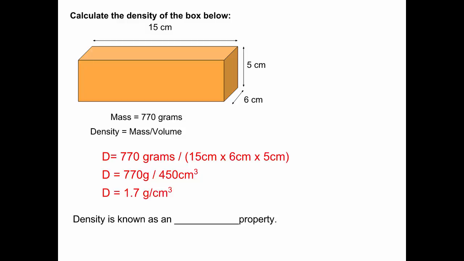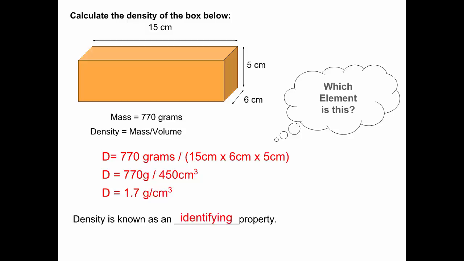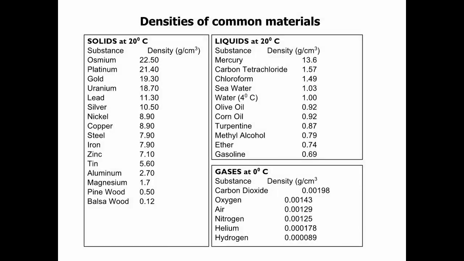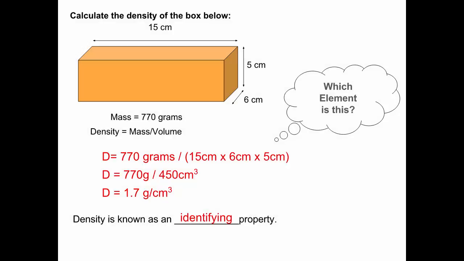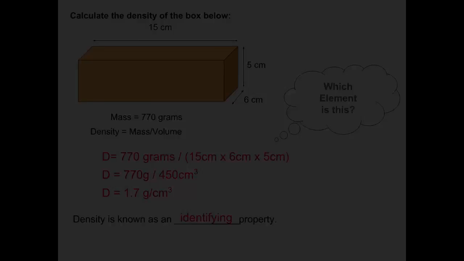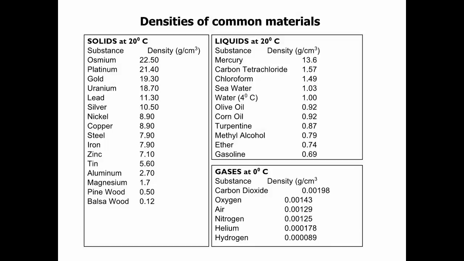So we know density is an identifying property. What element is this, Carter? Magnesium. Density is known as an identifying property. The calculator showed the density was 1.7 repeated, we were just rounding to the tenths. And so you know what the substance is by looking it up in a chart such as this, which lists the density of various solids, liquids, and gases.